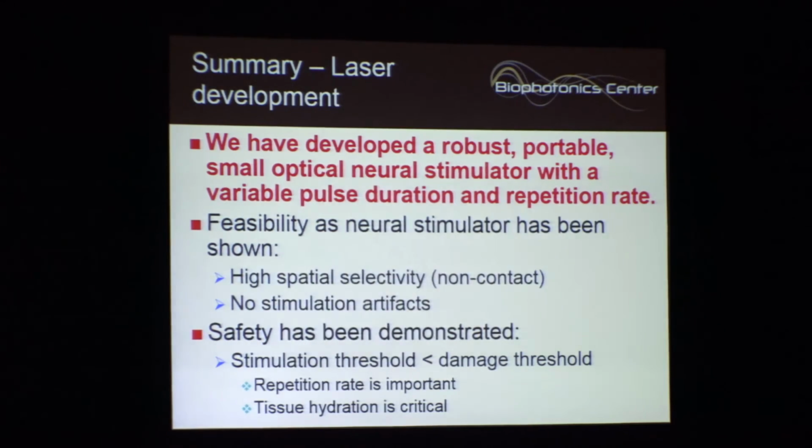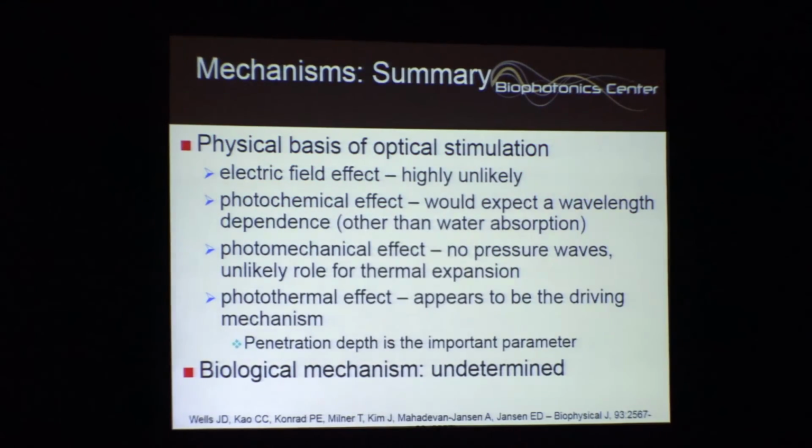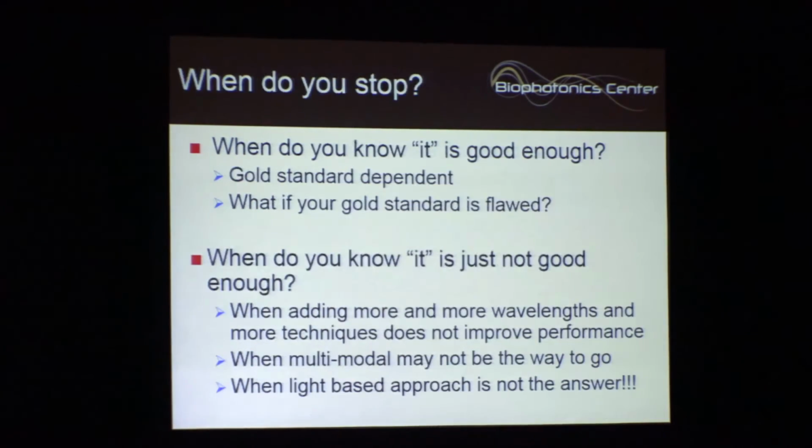I've shown a feasibility of doing this with high spatial specificity and no stimulation artifacts. We've done this in cells as well, just for your interest's sake. We've done this for detected GABAergic current. Using this approach, we know we can use stimulation thresholds significantly well below ablation thresholds to get a safe way of doing this. So in terms of mechanism, we know that penetration depth is important, and the effect is mostly photothermal. The biological mechanism is a work in progress.